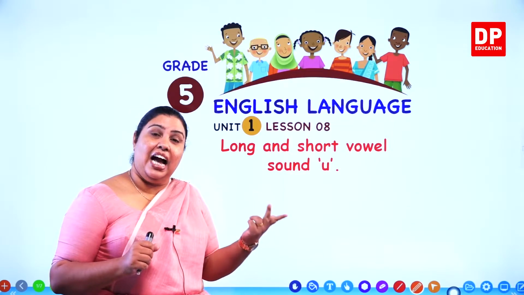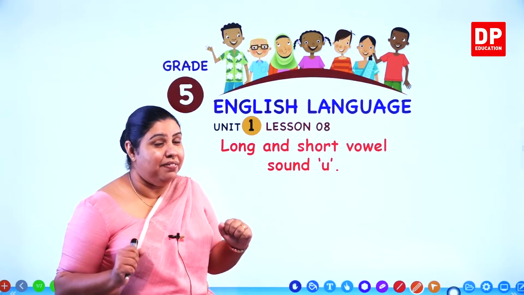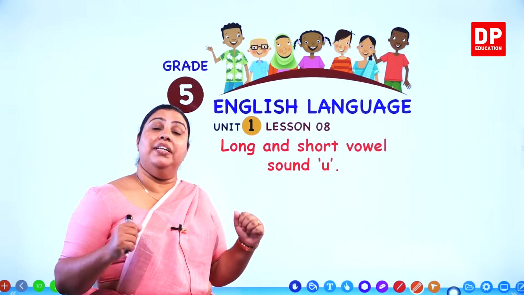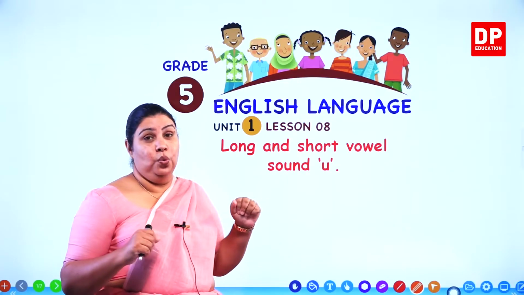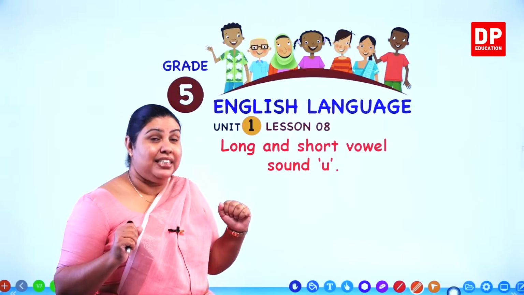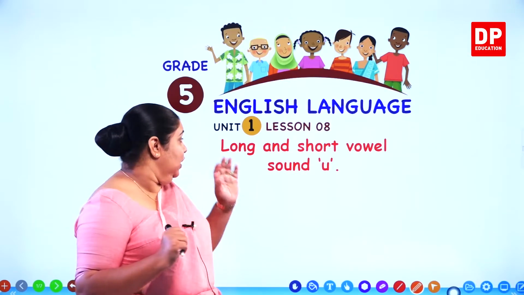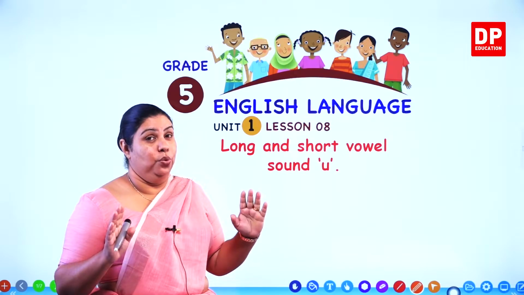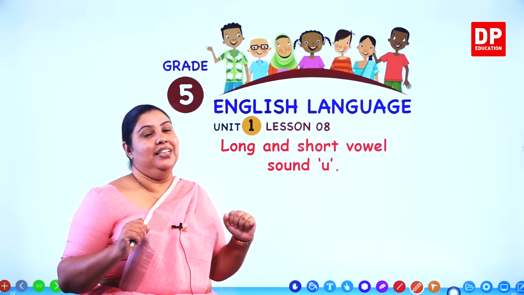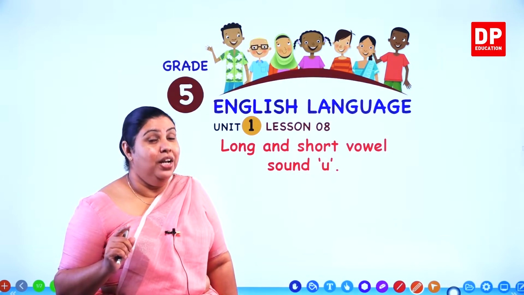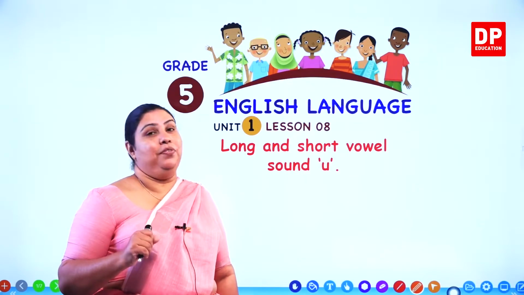A, E, I, O, U. Those are the vowel letters. So today we are going to talk about the vowel letter U and the sound that the vowel letter U gives us. The long and the short vowel sound U. The U sound that the letter U is giving us. So we are going to go and see what we have to do.